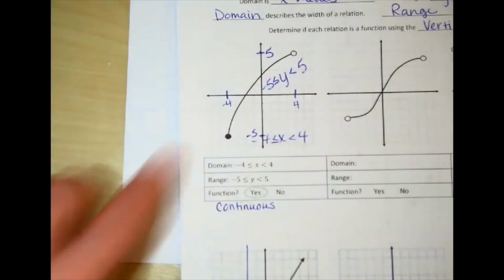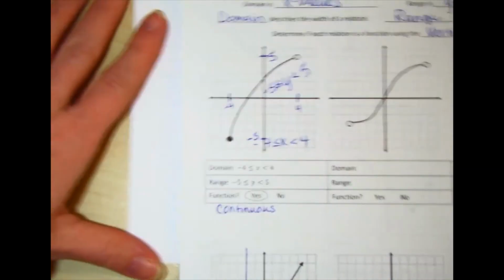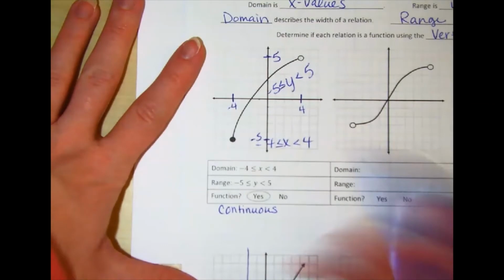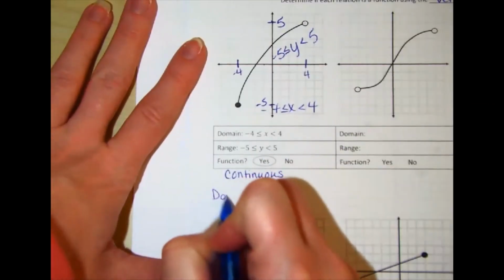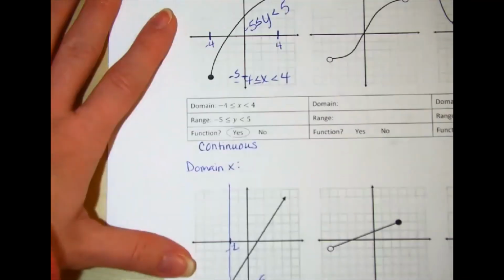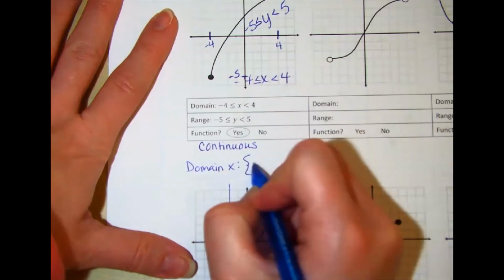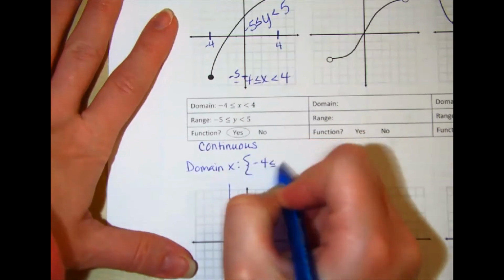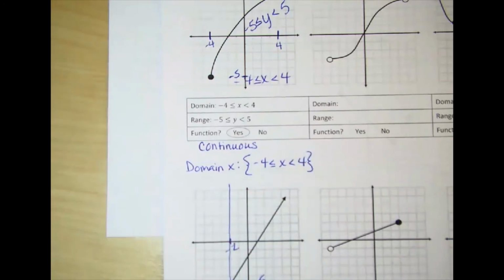All right. When you're typing your domain and range on your assignment, it has a little bit different format. It says domain x, right? Because it's the x values. And then we have a fancy bracket. And then we say -4 is less than or equal to x, which is less than 4. So we just have it in the fancy brackets. And that's how you normally will see it.